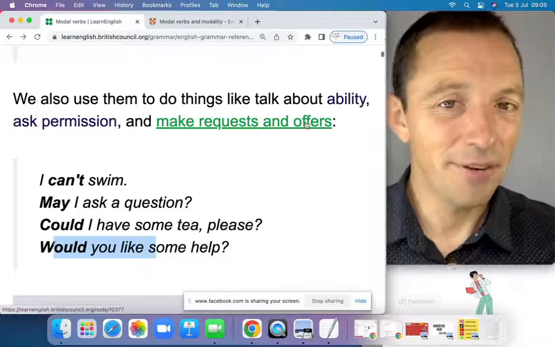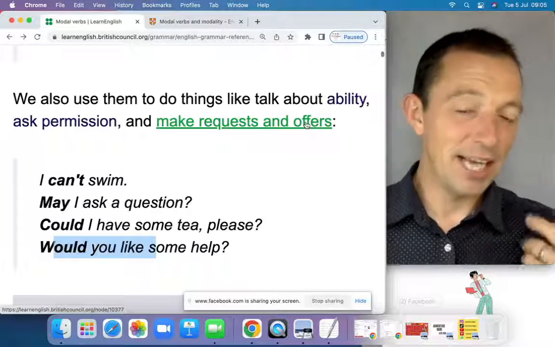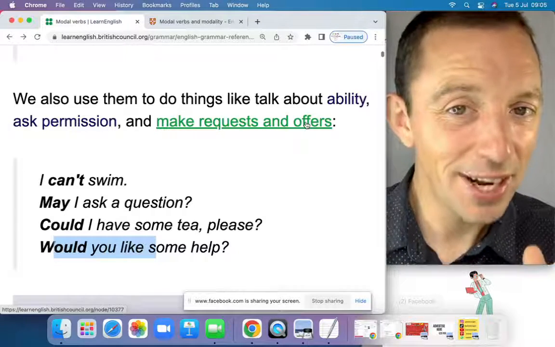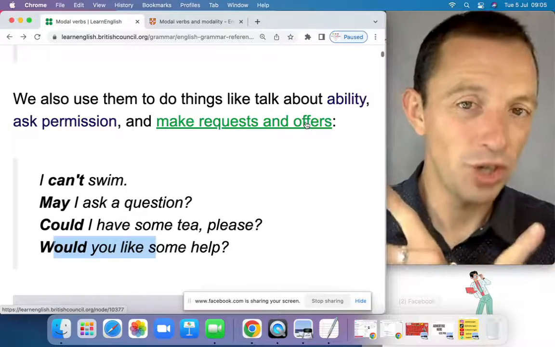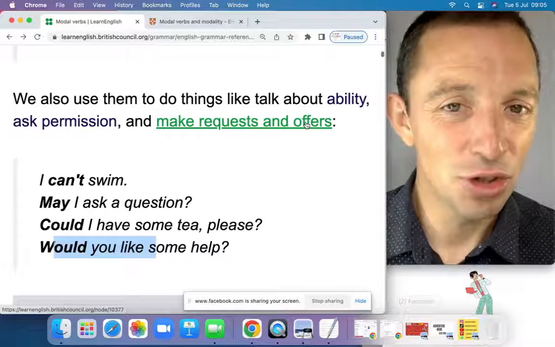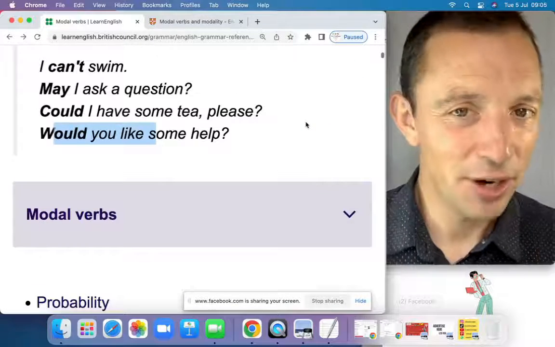And the final example, would you like some help? This is an offer or a request. Would you like some help? As I explained, would is typical for hypothetical. I would like, in theory, but it's possible to question would you like as well. Okay, so that's the basic introduction for modal verbs, and very good.